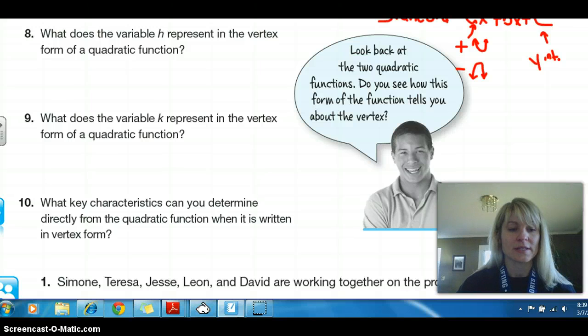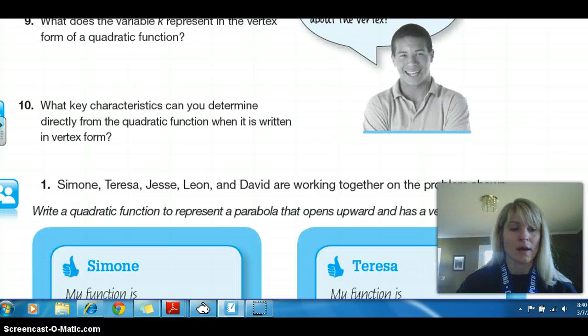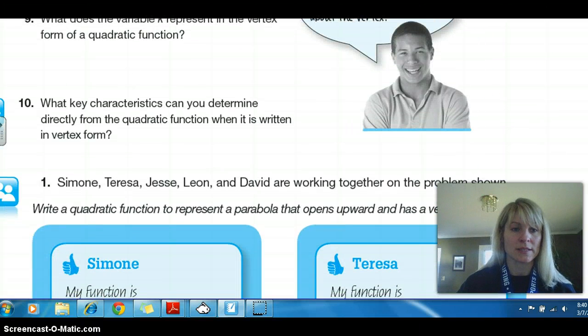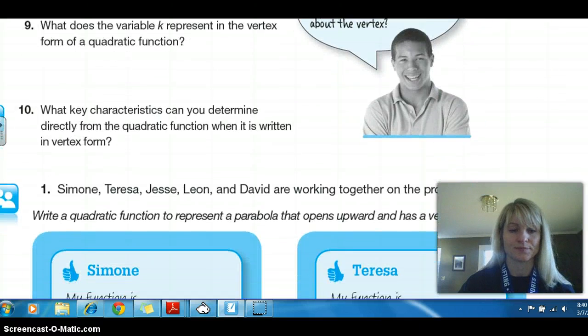What key characteristics can you determine directly from the quadratic function when it's written in vertex form? So you just want to put in words what we found up here, what the k and the h mean in vertex form. Okay. So go ahead and pause the video and take a minute to fill out 8, 9, and 10.